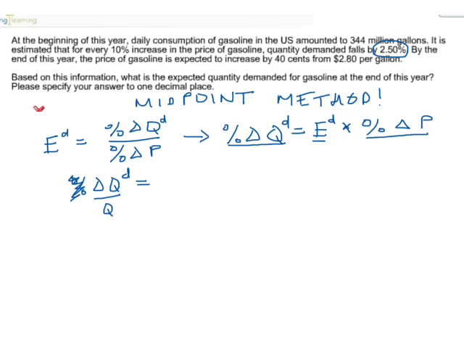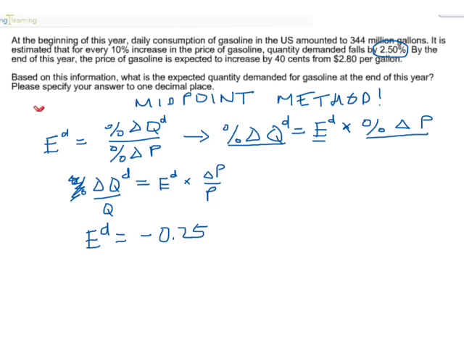The incremental change in quantity demanded divided by the level of quantity demanded, that's the proportionate change in quantity demanded. That's going to equal the elasticity of demand times the proportionate change in price. And we're given that the elasticity of demand is negative 0.25. You're going to have a different number. I had negative 0.19, and the one that came up for me. This is a student's screenshot.